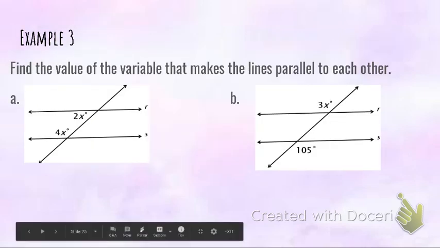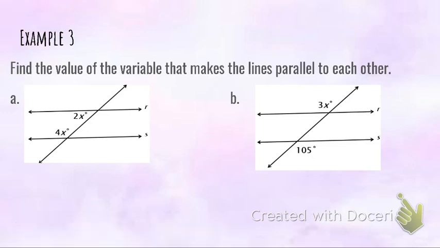Example 3 says, find the value of the variable that makes the lines parallel. So we have to talk about the relationship of the two angles. Both angles are on the inside of their lines, to the same side of the transversal. So they'd have to be consecutive interior angles. What do we know about consecutive interior angles for them to be parallel?